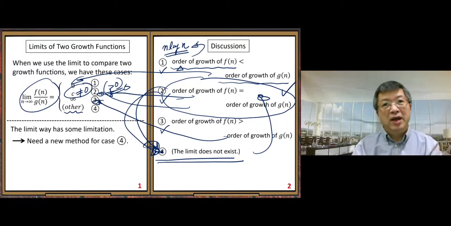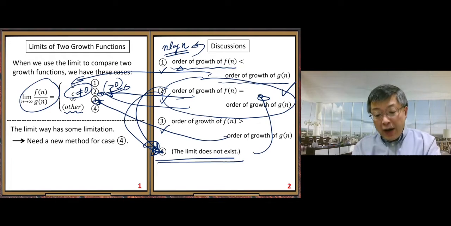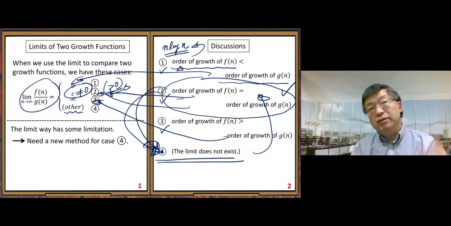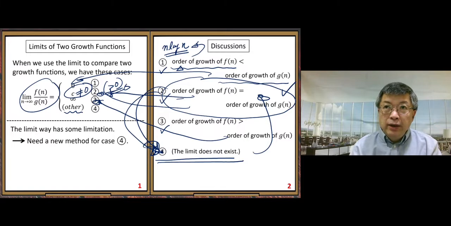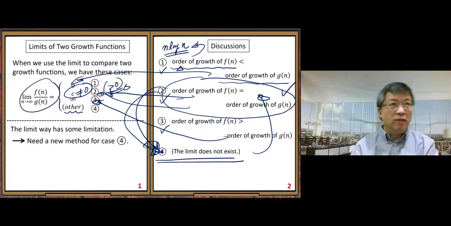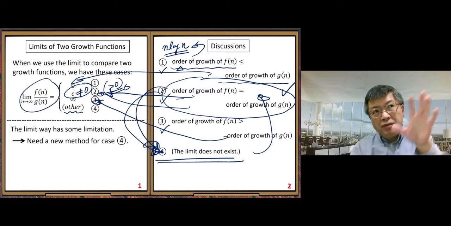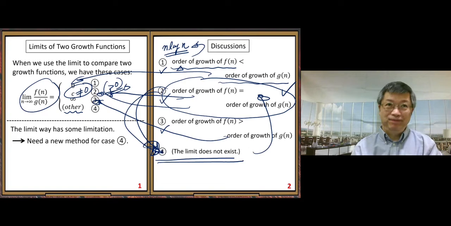So what's the limitation? Here, let me show you. Because you may wonder why the limit does not exist. Why could it happen, right? Some of you may ask this question. Why may the limit of the ratio not exist sometimes? Here, let me give you a simple example.